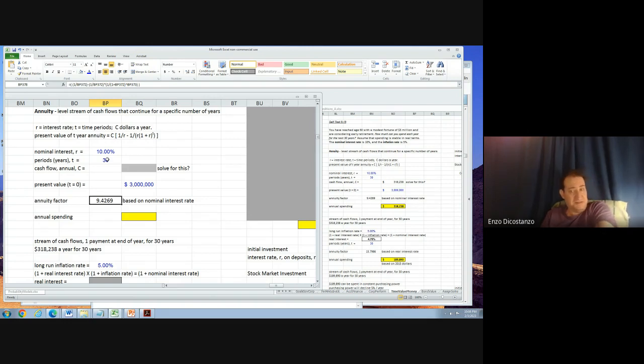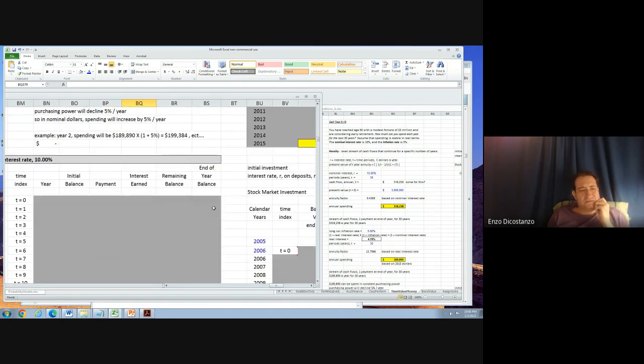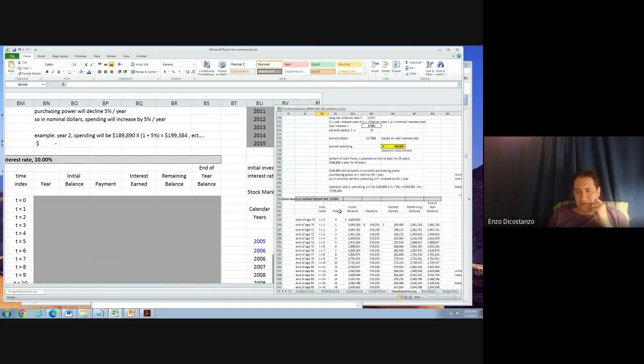That's what that means. And then to get the cash flow, it's simply the 3 million divided by the rate, and it's that. So that's what you can spend. Not bad. And here we have the stream of cash flow payments.